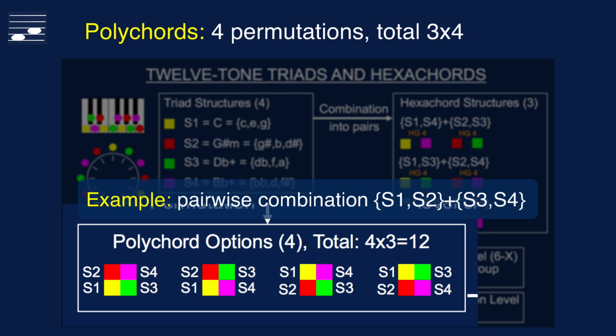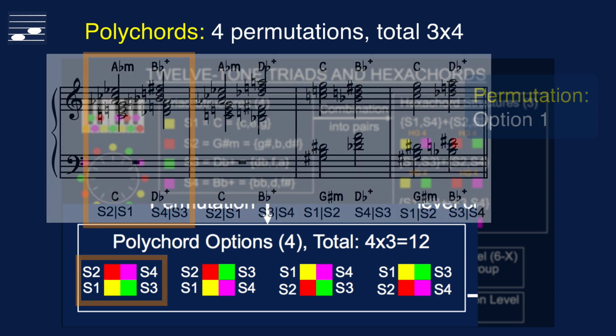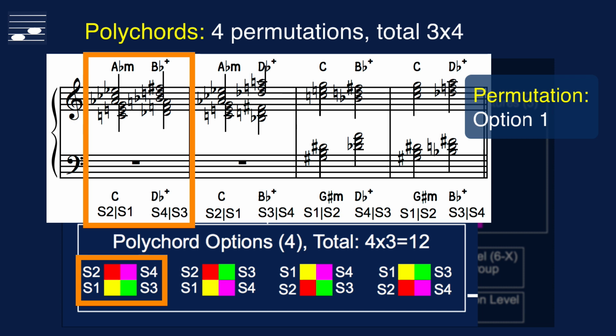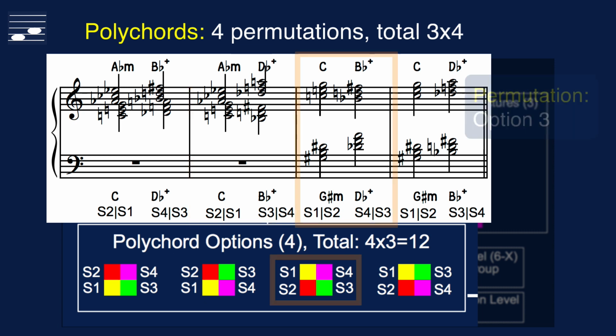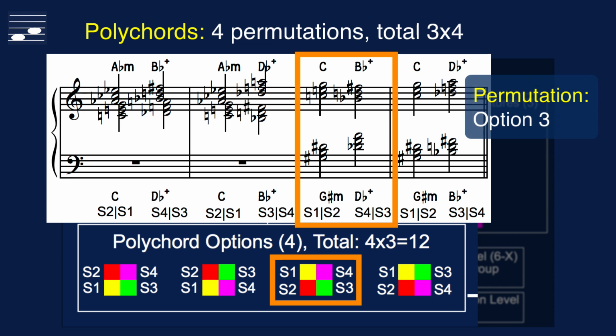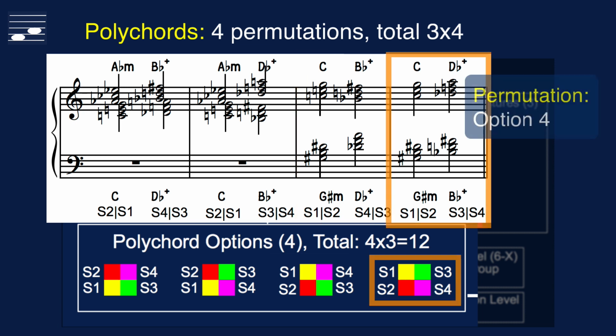These permutations are illustrated by the color combinations, and I'll play the 4 options, beginning with S2 above S1 and triad S4 on top of S3. In the second permutation we swap the D-flat and B-flat augmented triads. The third option has the C major triad above the G sharp minor. And finally we see the 2 polychords with S1 over S2 and S3 over S4.